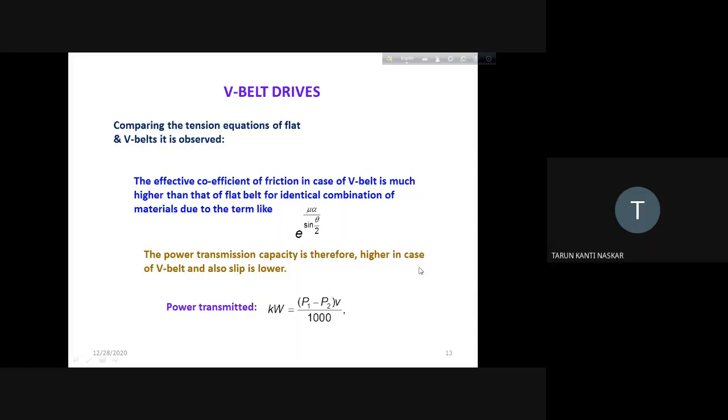Now power capacity. Power capacity for everything is kW equal to P1 minus P2 into V by 1000. Now for V belt, the power transmission capacity will obviously be higher because slip will be lower. P1 minus P2 is the effective pull. So P1 is on the tension side, P2 is on the slack side. So P1 minus P2 is the effective pull, and that effective pull is responsible for transmission of power. So this is the equation for transmission of power.